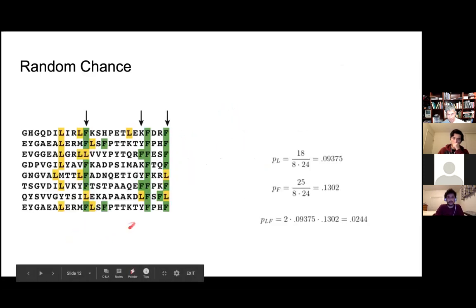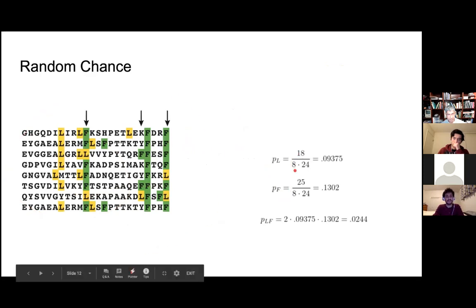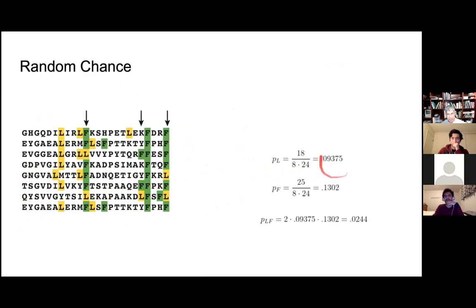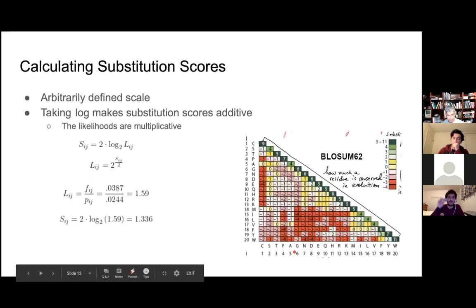So if we go here, we'll calculate individual probabilities first. Probability of finding a leucine out of this whole block: there's 18 leucines divided by the total number of amino acids in the block, 8 rows by 24 columns. We'll get that number. Same thing for phenylalanine, 25 phenylalanines. And then we'll multiply them together and multiply by 2. We'll get our random chance of substitution, 0.0244.